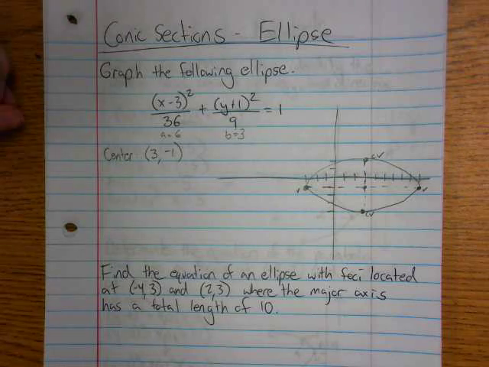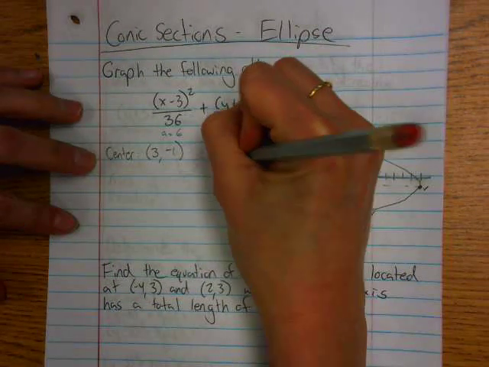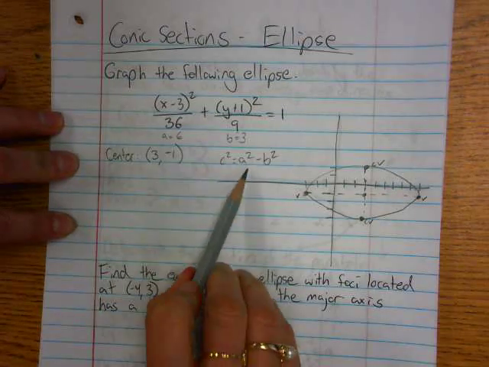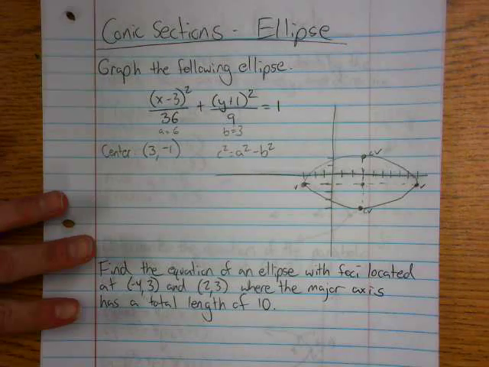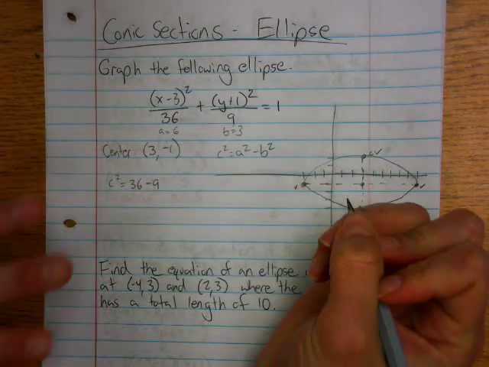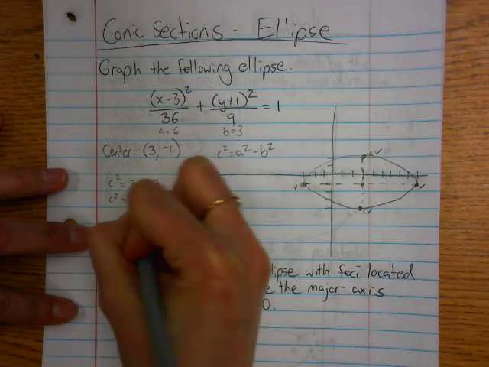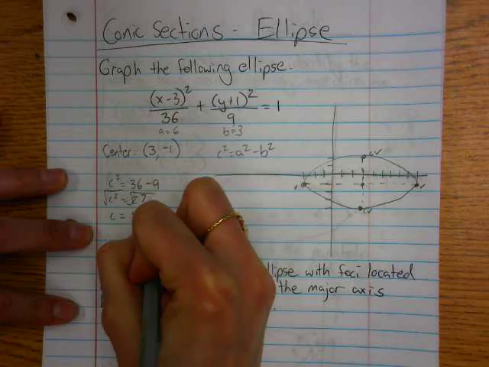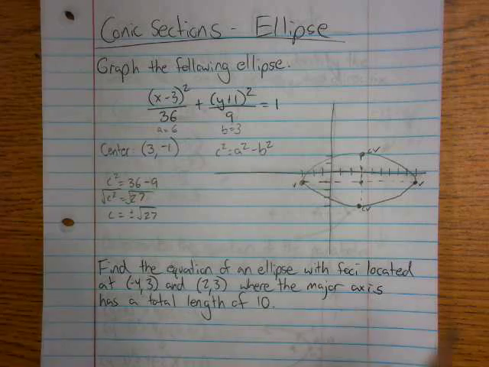Well, the distance to the foci is what we're going to call c, and for any ellipse we know that c squared should equal a squared minus b squared. So as long as I have a and b right here, I should be able to find c, the distance to my foci. So let's go ahead and do that. c squared would be 36 minus 9. 36 minus 9 is 27. And when I take the square root of that, I get c would be plus or minus root 27. So I want to go from the center forward root 27 and backwards root 27.